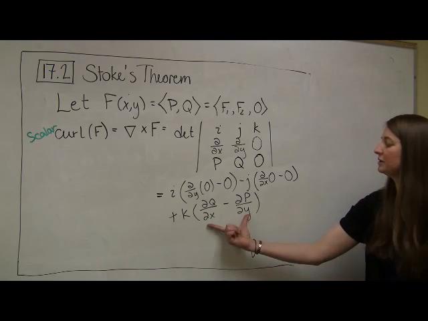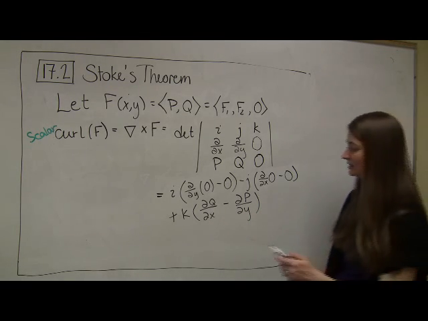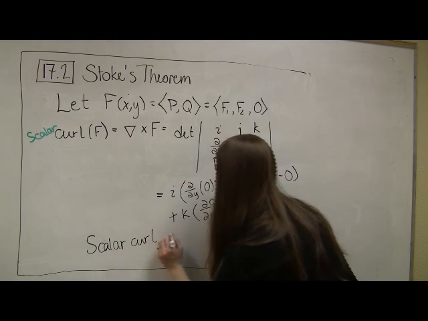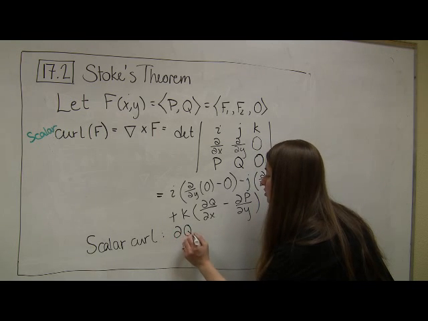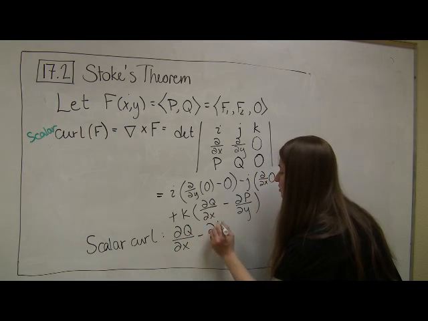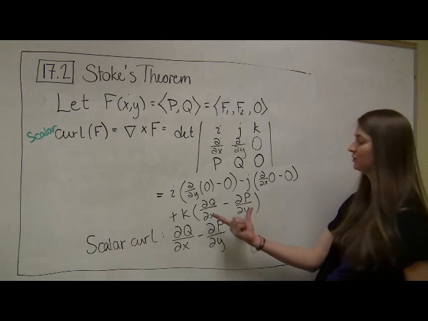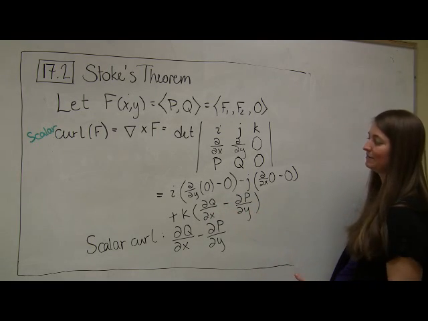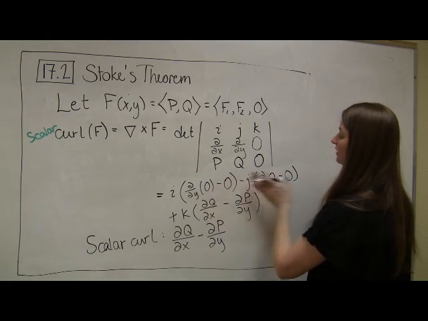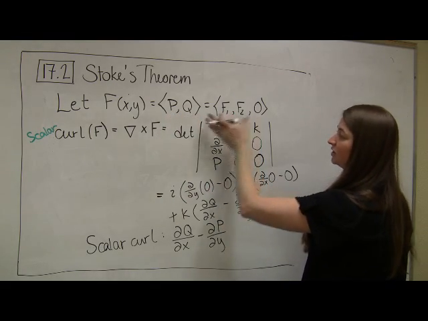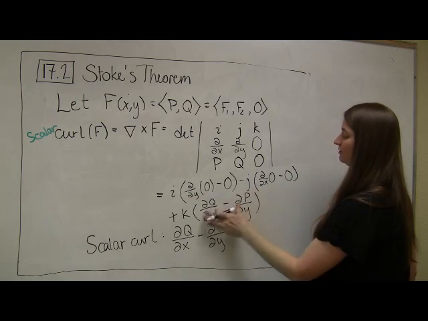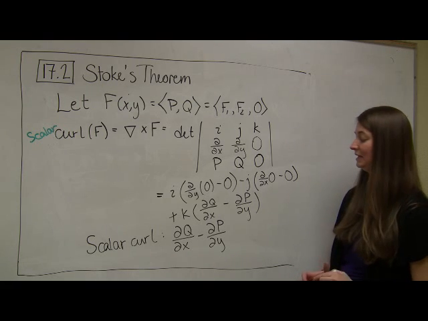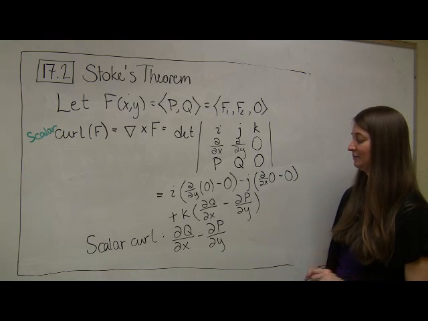And notice this is exactly what we should expect. Last time when we were talking about scalar curl, we defined scalar curl to be exactly the partial derivative of q with respect to x minus the partial derivative of p with respect to y. So it's exactly this kth component. So we're essentially taking the magnitude of what this 3-dimensional vector is. If we think of this as a 3-dimensional vector, curl always gives out a 3-component vector, whereas scalar curl is just going to look at that third component, which is dq/dx minus dp/dy.